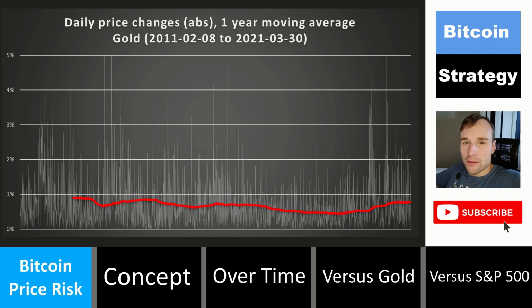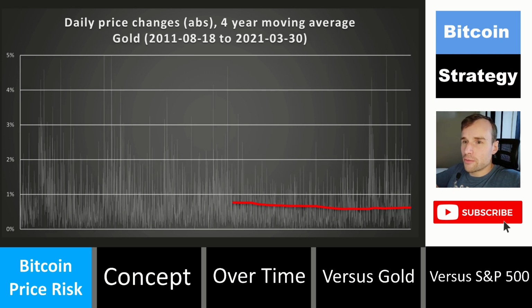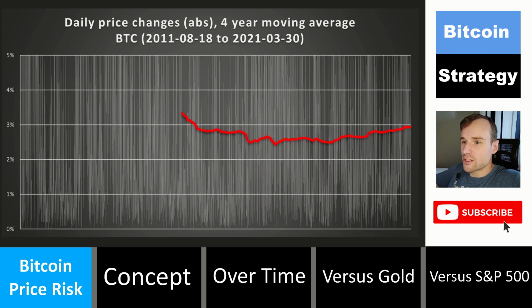And here are the moving averages. And we can see that no matter what moving average we take, 1 year to 4 years, they are relatively flat. It doesn't fluctuate too much. Volatility doesn't fluctuate too much. So let's compare all three again. Here's the S&P 500. Here's gold. Both relatively similar in price fluctuations. And here's Bitcoin. So what do I take from these charts?